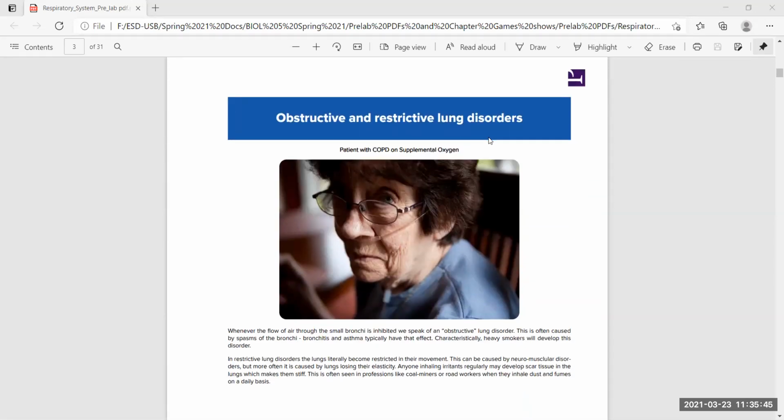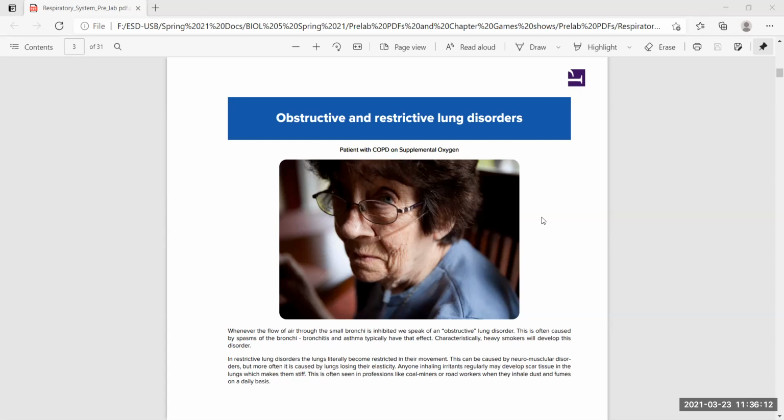Obstructive versus restrictive lung disorder. So when the flow of air during inspiration or expiration is reduced, that condition is called obstructive lung disorder. When the volume of your lungs has decreased due to any disease, that disease is called restrictive lung disorder.